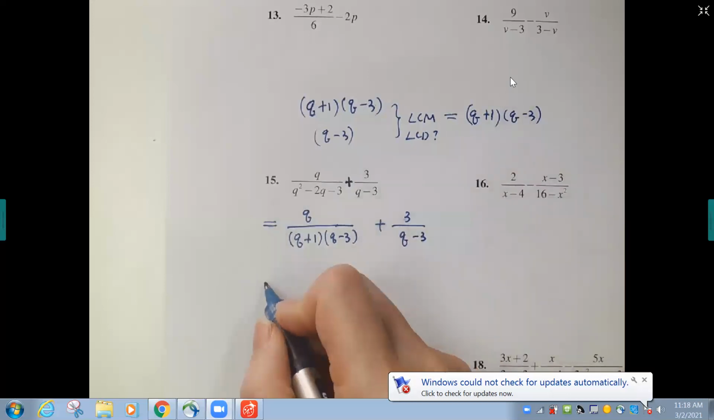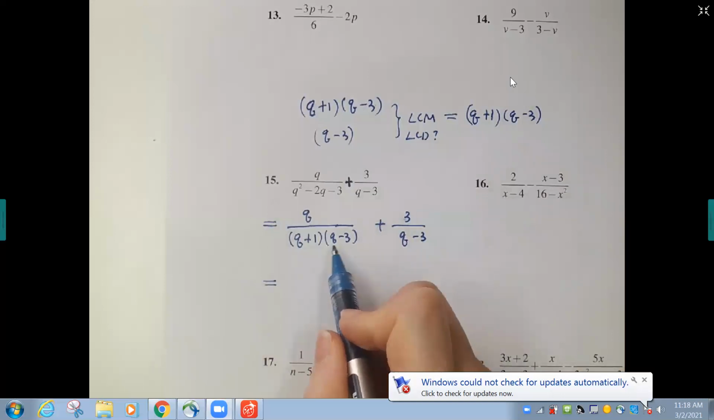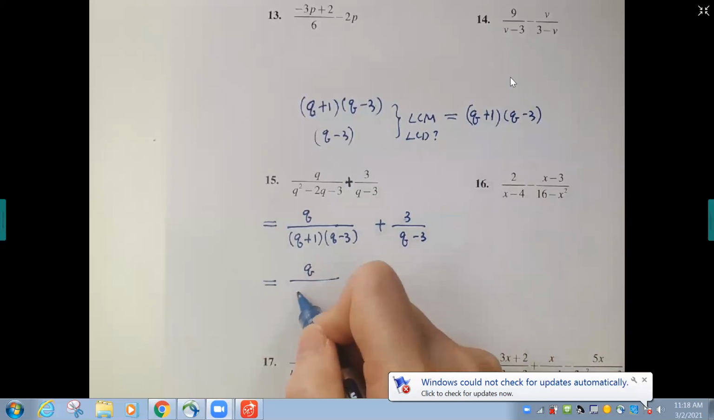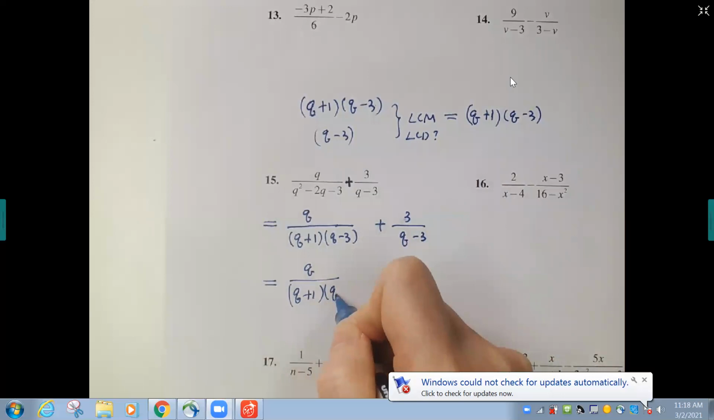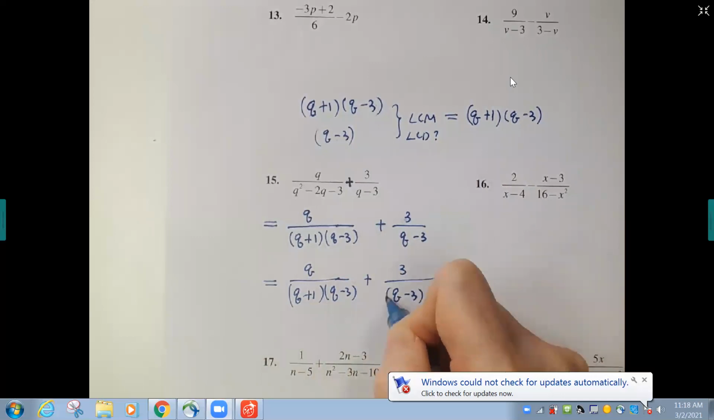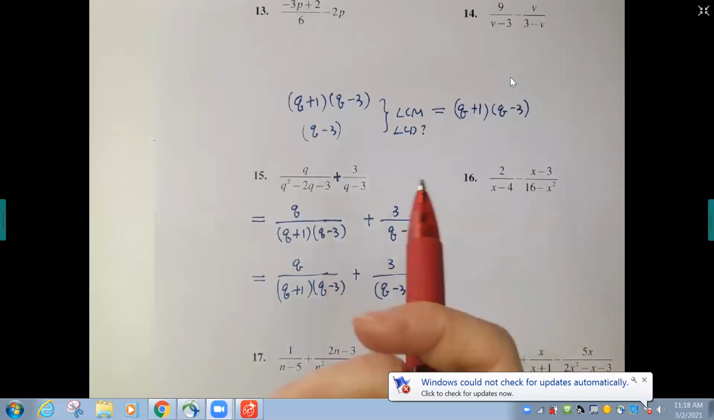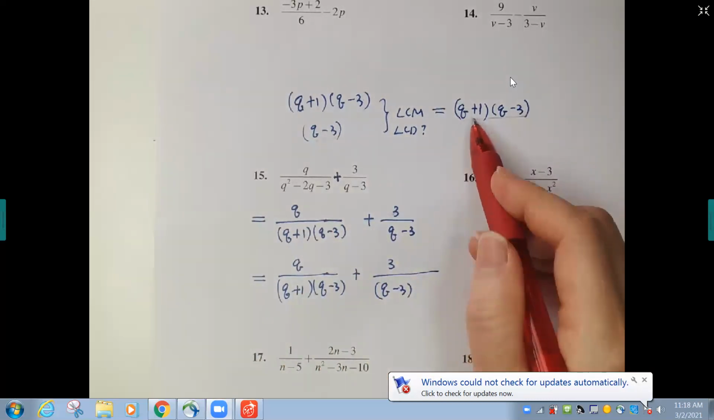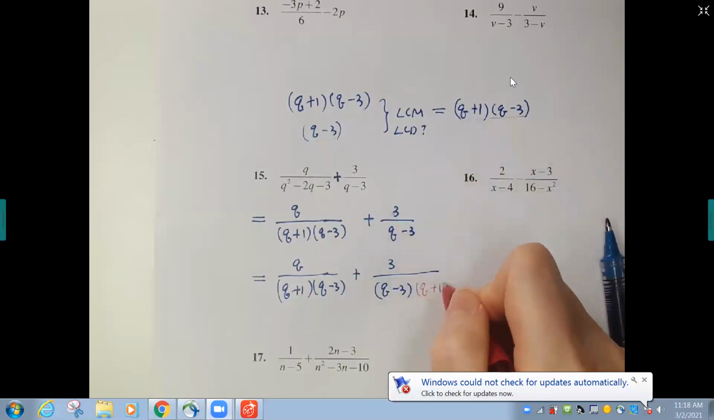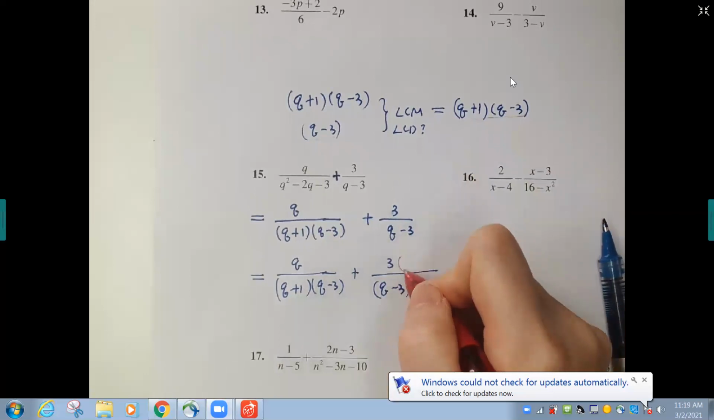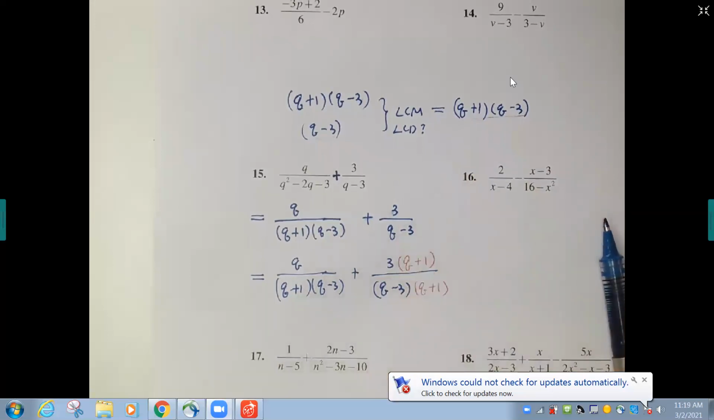Go back to the problem. Do I have to change the first one? The first one is the least common multiple already, so it stays the same: q over q plus 1 times q minus 3. Then the second one, I had q minus 3 only on the denominator. Comparing this one with the least common denominator, q plus 1 is missing. Then I make this up, multiply by q plus 1. Whatever I do to the denominator, do the same thing to the numerator. This one also times q plus 1.